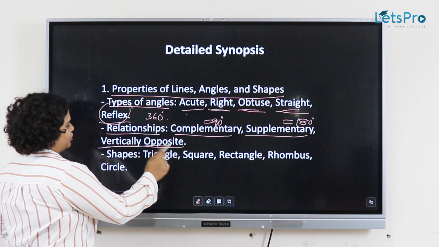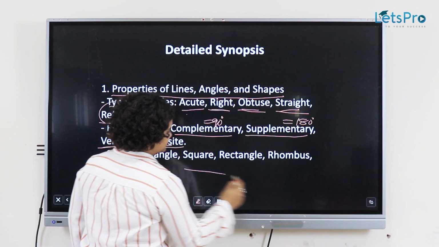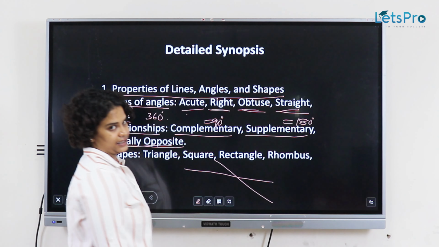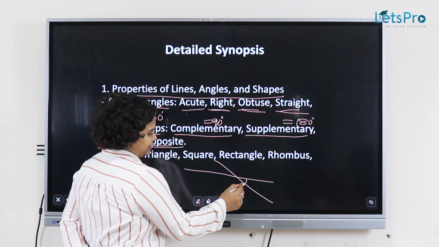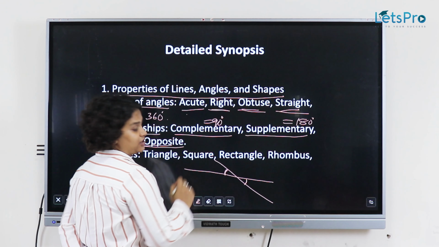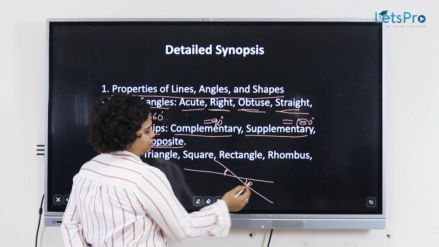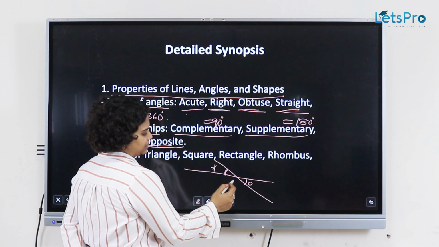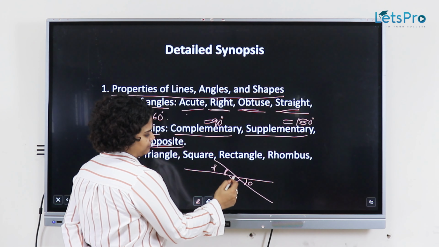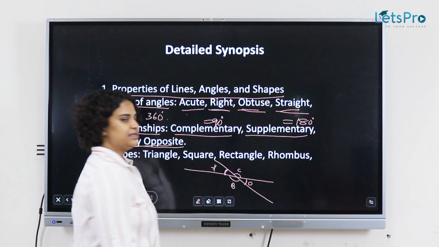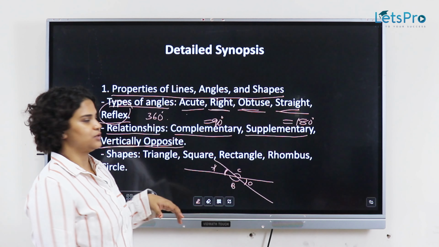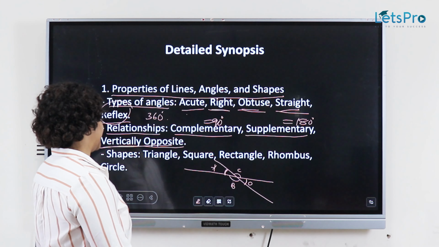Then what are vertically opposite angles? Let's say this is how two lines are there, right? So this angle is always equal to the opposite one. Let's say O is equal to A. Similarly, let's say B is equal to, let's say, C. So this is what is known as vertically opposite angles.